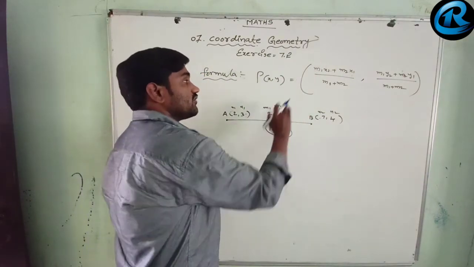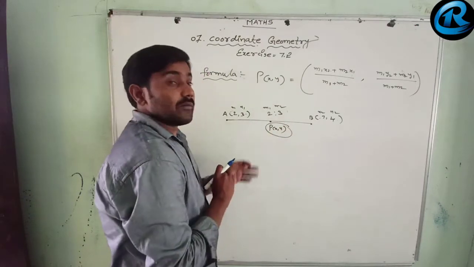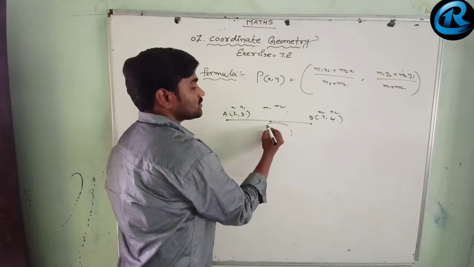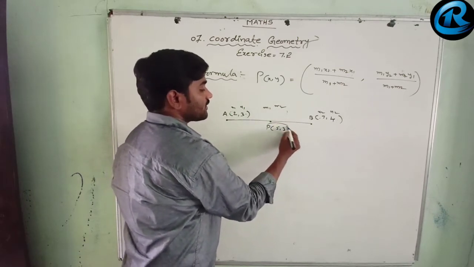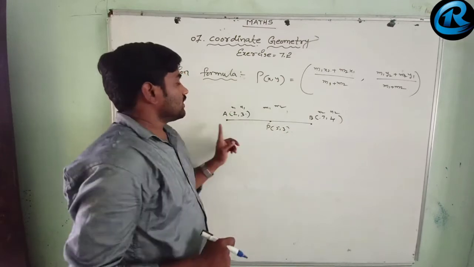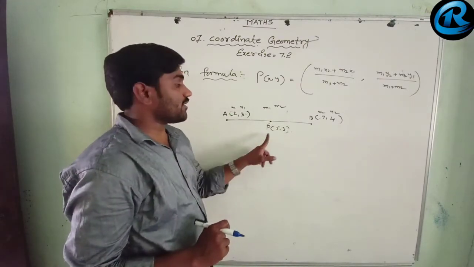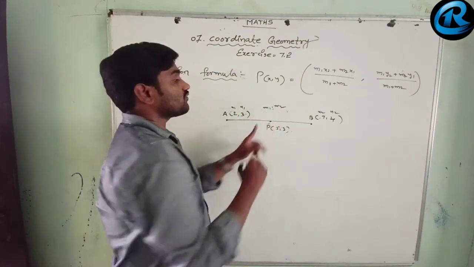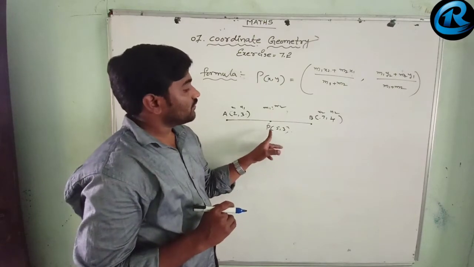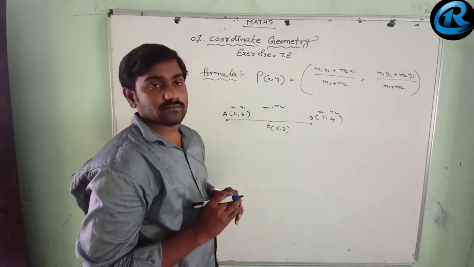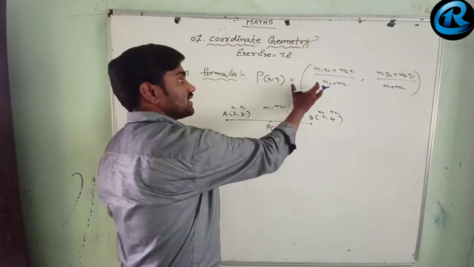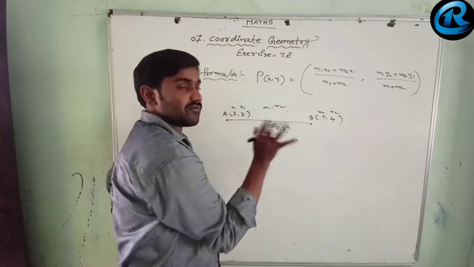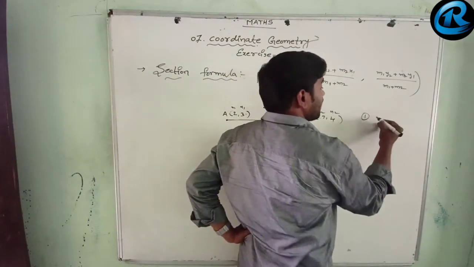That means not only to find out this P(x, y), but also this formula will be useful to find out the ratio. Suppose this P(x, y) is (5, 3). A and B, these are the 2 points divided by a point (5, 3). Then find out the ratio. We can also find out the ratio when we know this point and the other 2 points. So this section formula can be used to find out the point P(x, y), the divided point.